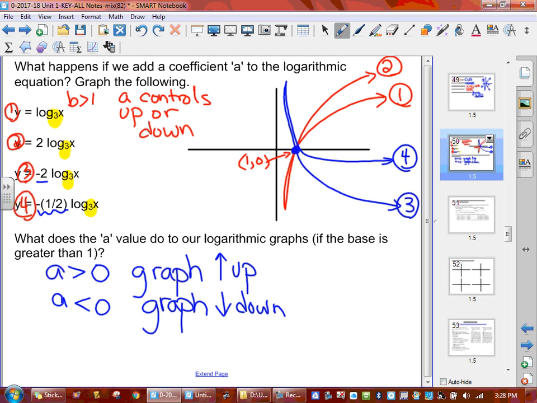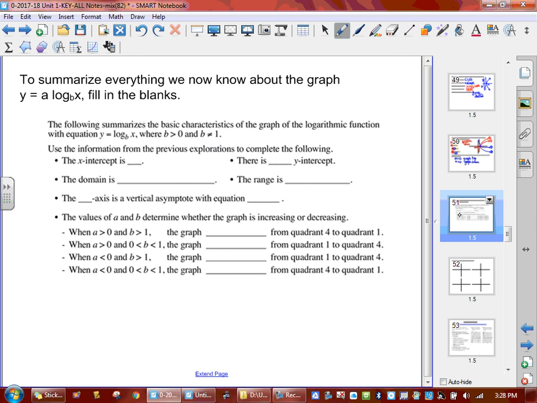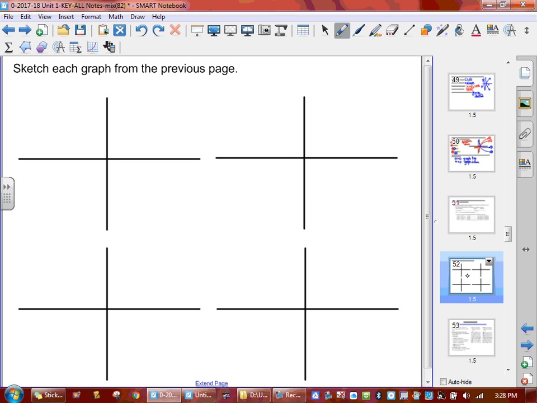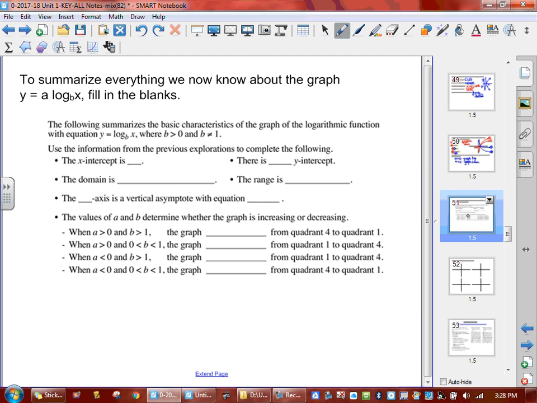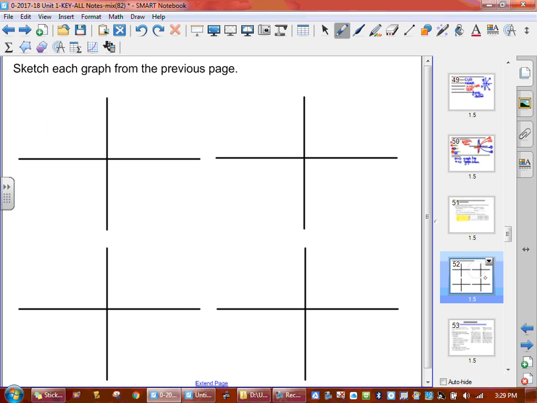Okay, so let's make some generalizations after we've graphed them. So we were supposed to graph all 4 situations. As I had shown you before, we're graphing all 4 of these situations down here. Okay? So let's take a look at what you came up with. So for graph 1, we have a is greater than 0, and b is greater than 1. So it's going to increase. And again, it's going to go through positive 1.